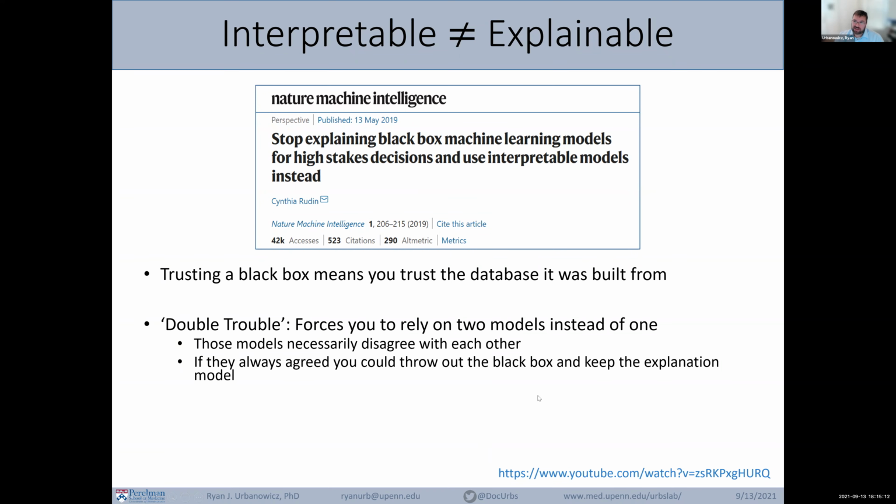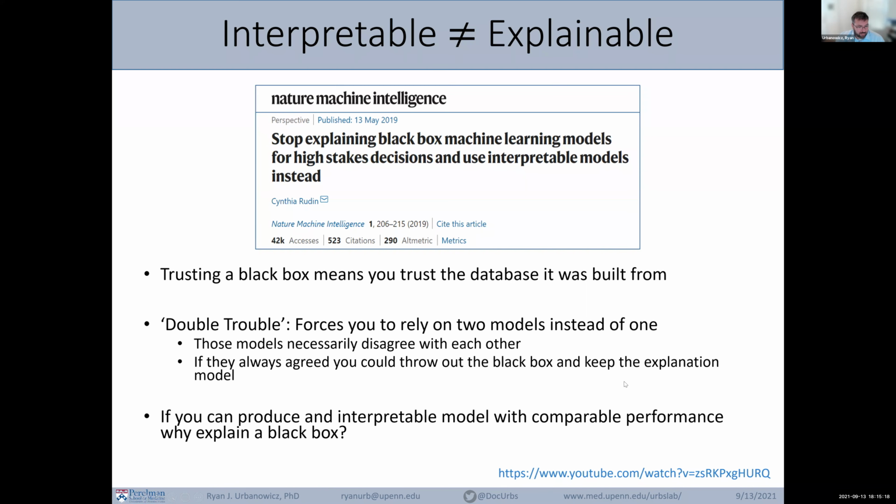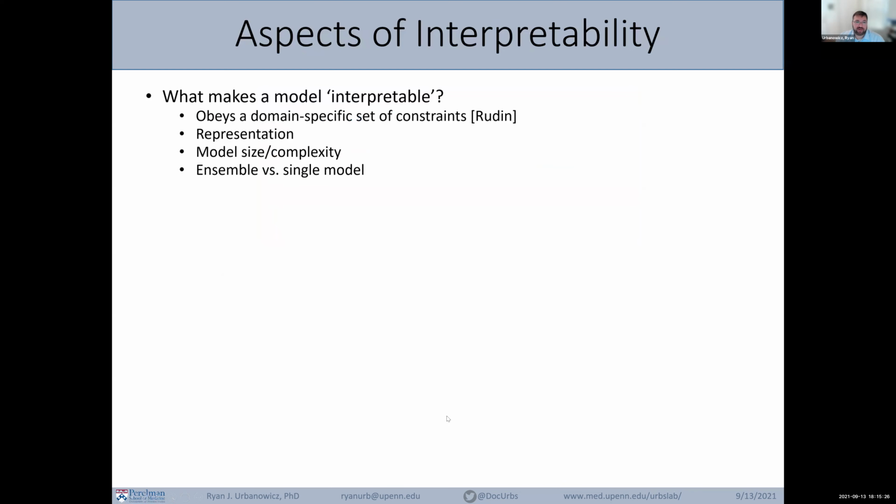So explainability is going to be inaccurate a lot of the time. So it's not really a solution in itself. And again, if you can produce an interpretable model, why would you use a black box is sort of the point of that.